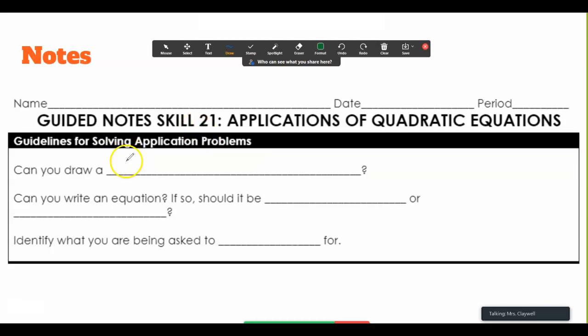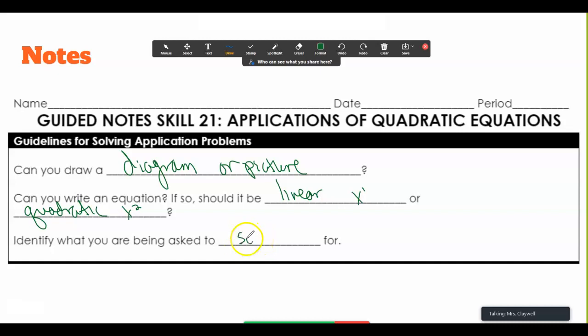Can you draw a diagram or a picture? Is the first question we want to ask ourselves. So, picture a diagram that represents the situation. Then we ask ourselves, can you write equations? If so, would it be linear, so that's like where we have x to the first power, or would it be a quadratic, which is like x to a second power. The third question that we want to ask ourselves, what are you being asked to solve for?